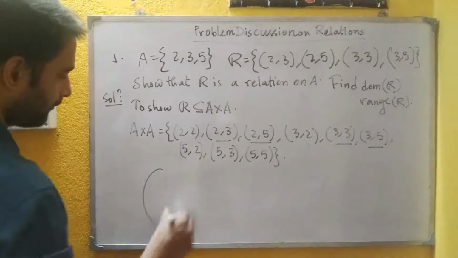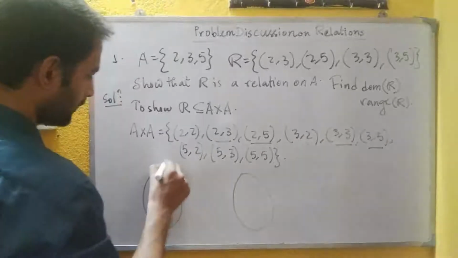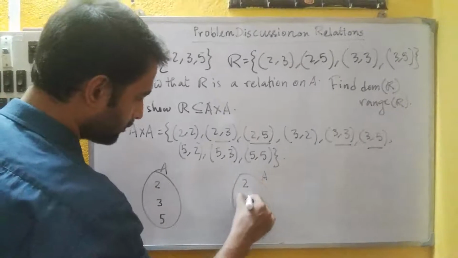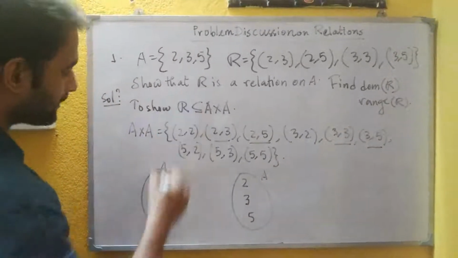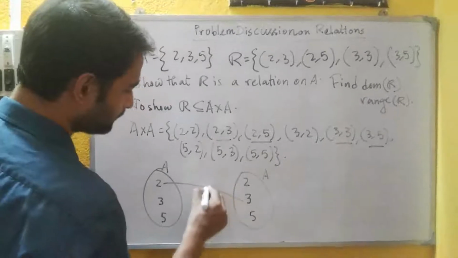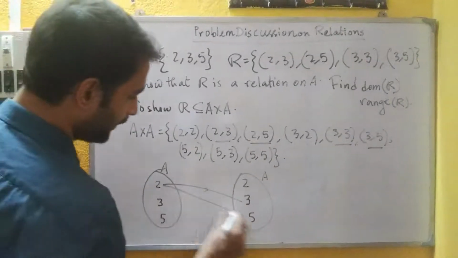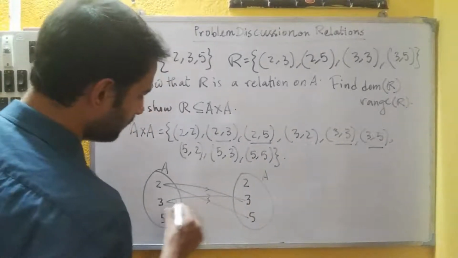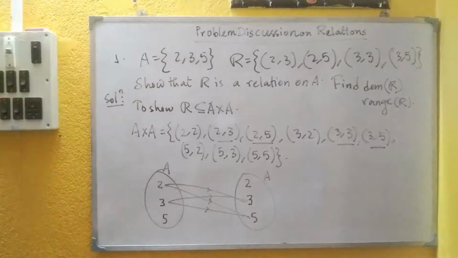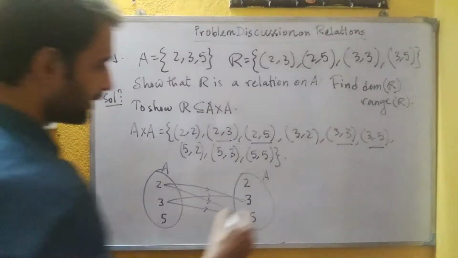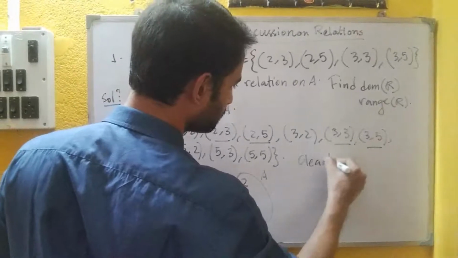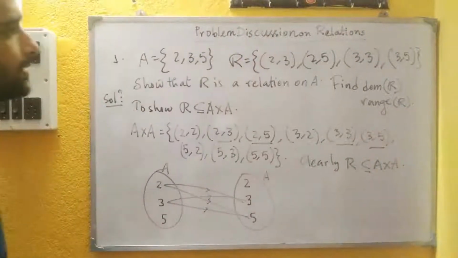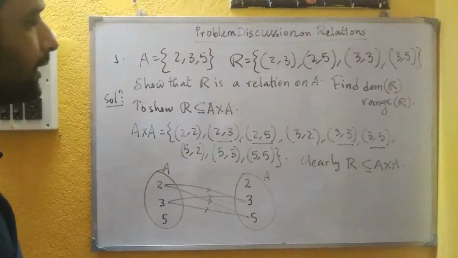Moreover, if you want to see it in the diagrams, you can also see it. Here it is 2, 3, 5. Here also it is 2, 3, 5. And this R says that 2 will be related to 3, 2 will be related to 5, 3 will be related to 3, and 3 will be related to 5. So this is the relation. So clearly we can say R is a subset of A cross A. That means it is a binary relation, or you can say it's the relation.